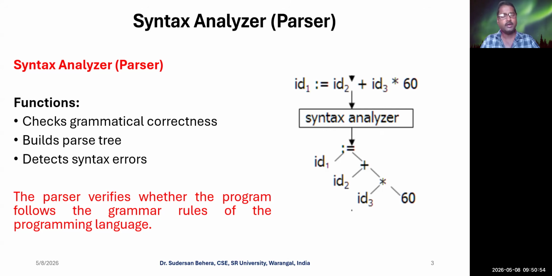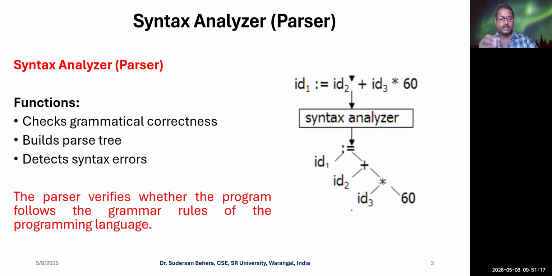But if you are writing A equals to 5, that means you are assigning the value 5 to the variable A. That sentence is correct. So that is identified by the predefined grammatical rules. Okay.